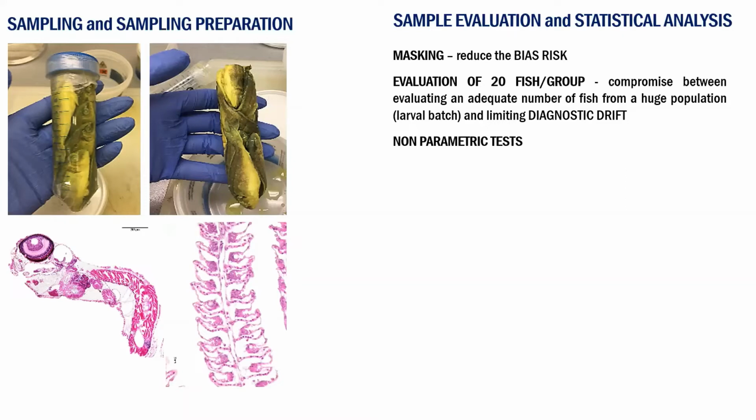In applying our scoring system, we decided to set the number of fish evaluated per batch at 20. The choice of this sample size was a compromise between the need to evaluate an adequate number of fish from a huge population, the larval batch, but at the same time to limit the diagnostic drift as much as possible.